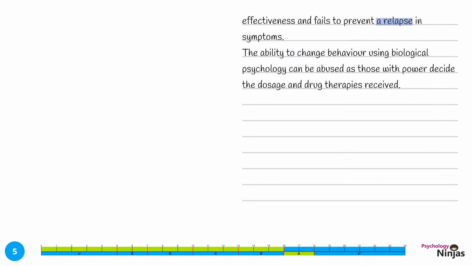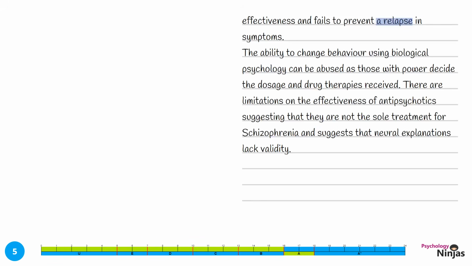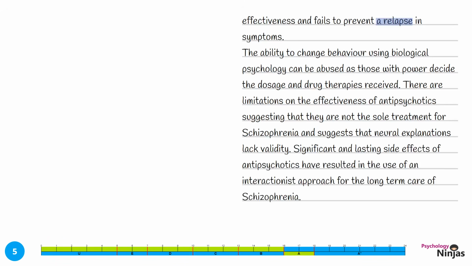The ability to change behaviour using biological psychology can be abused, as those with power decide the dosage and drug therapies received. There are limitations on the effectiveness of antipsychotics, suggesting that they are not the sole treatment for schizophrenia, and suggest that neural explanations lack validity. And finally, significant and lasting side effects of antipsychotics have resulted in the use of an interactionist approach for the long-term care of schizophrenia.